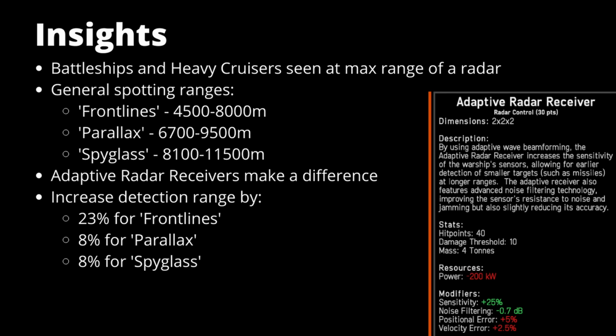And at 4,500 meters, you don't have a lot of time to react before corvettes close and start to get within torpedo range. And at 4,500 meters, that's certainly within missile range. Parallax radars, 6,700, 9,500, is a respectable range for most things and gives you a bit of time to react. However, the Spyglass is effectively the gold standard in terms of spotting. It'll allow you to have the most amount of time to react and to see the longer range weapons.